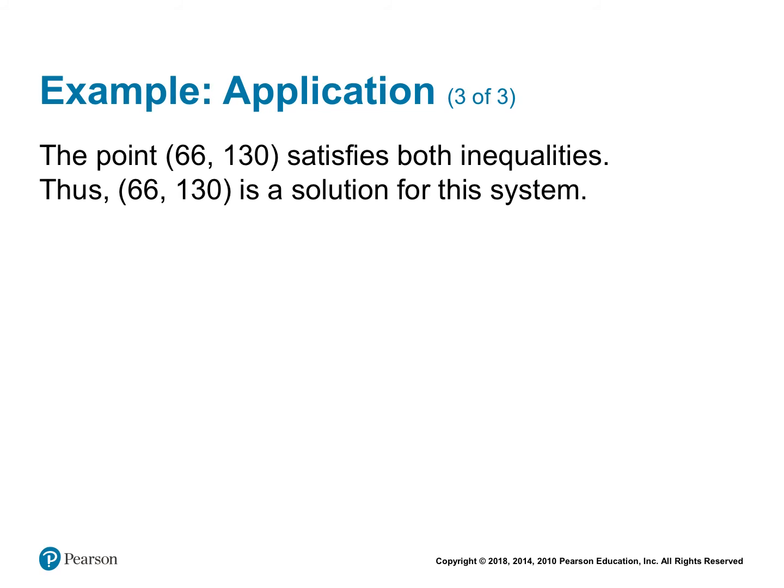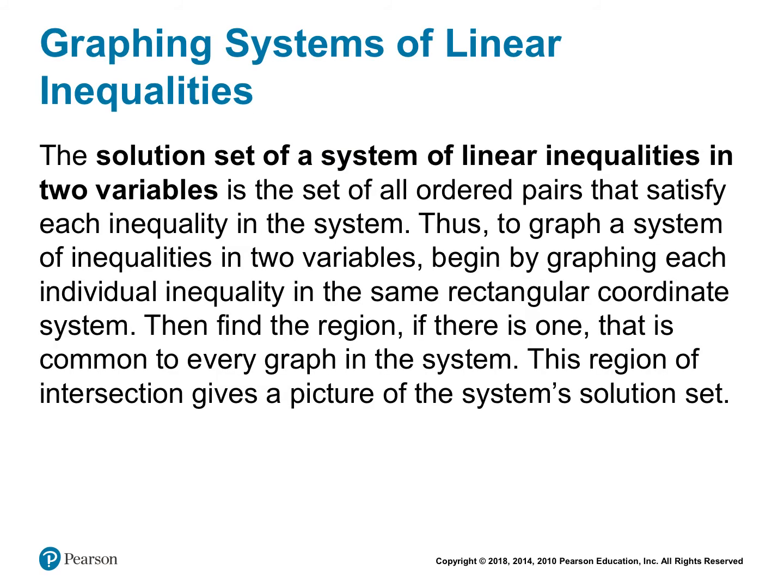solution for the system. Okay, so the solution set of a system of linear inequalities in two variables is a set of all ordered pairs that satisfy each inequality in the system. So to graph a system of inequalities, we're going to begin by graphing each individual inequality in the same coordinate system. Then we'll find the region, if there is one, that is common to both. Or there could be more than two. This region of intersection gives a picture of the solution set.